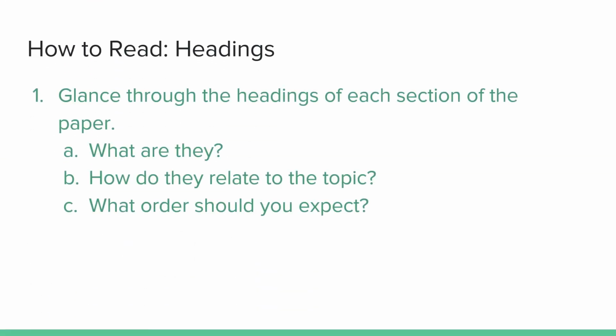Then you want to go through and glance through the headings of each section of the paper. So this could be introduction, this could be methods. Sometimes you'll see other labeled sections, right? What are those headings? How do they relate to the overall topic? And what order of ideas should you expect in this paper? Reading only the headings, we're not even getting to the paragraphs yet, tells you the order that ideas are going to be discussed in.